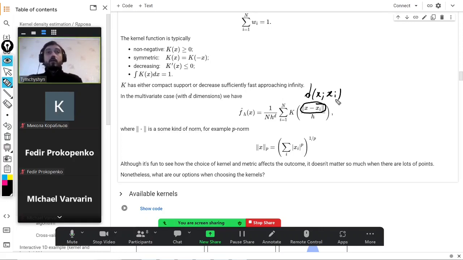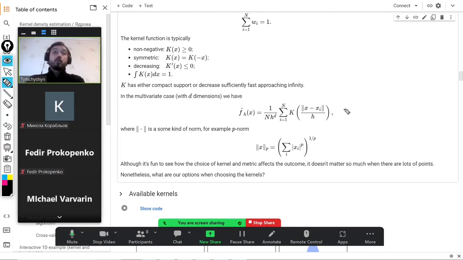And when these points are the same, I get 0, I have kernel of 0, and I'm basically centering my kernel on top of that point xi. This is an example of the formulae for the case of the normed space.